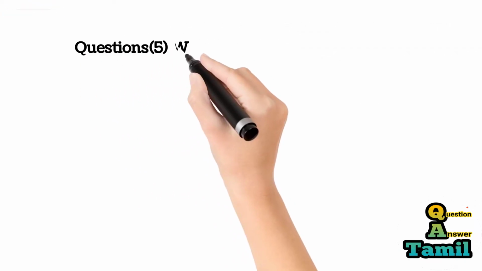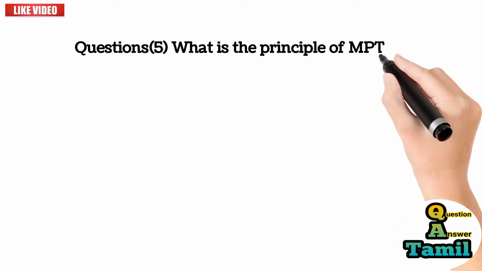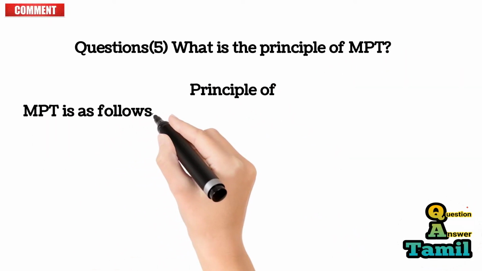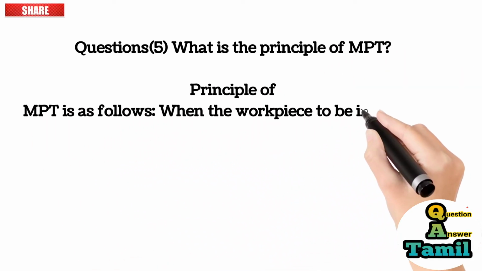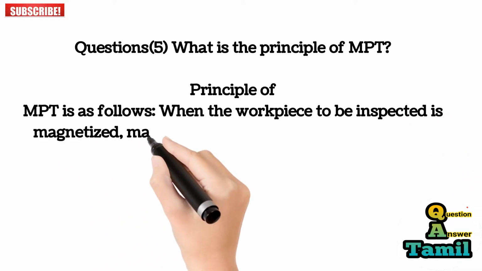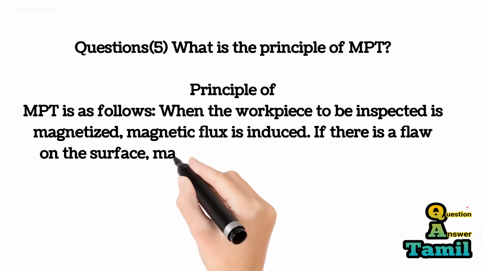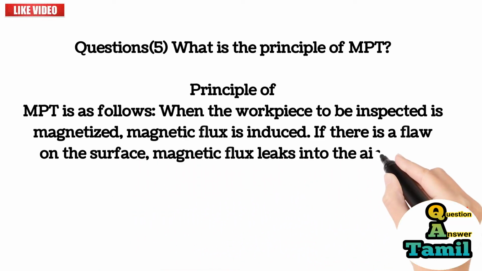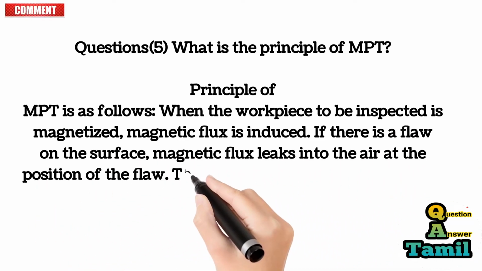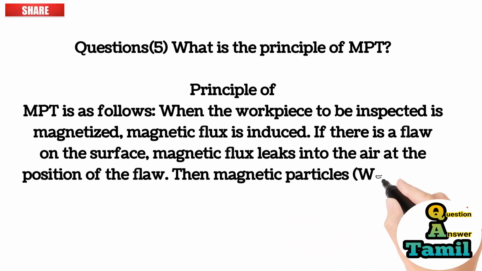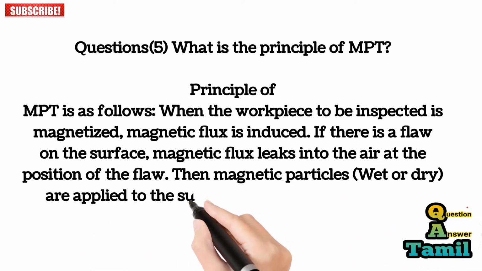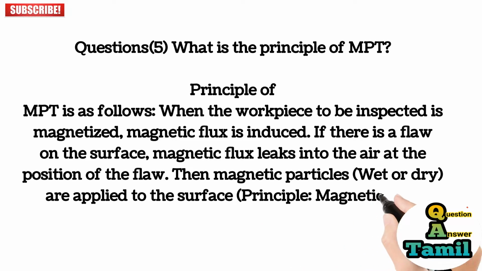Question 5. What is the principle of MPT? Principle of MPT is as follows. When the workpiece to be inspected is magnetized, magnetic flux is induced. If there is a flaw on the surface, magnetic flux leaks into the air at the position of the flaw. Then magnetic particles, wet or dry, are applied to the surface. Principle: magnetic flux leakage.